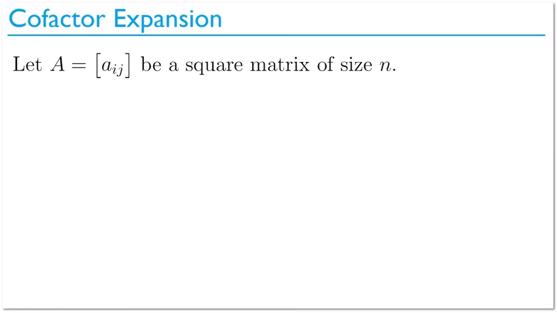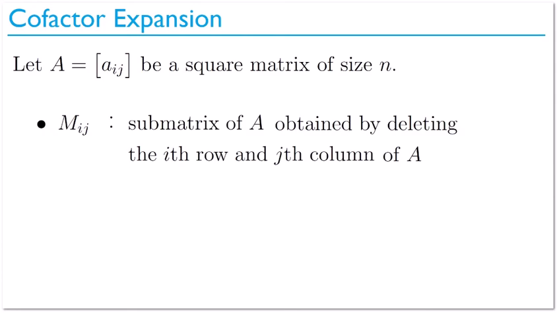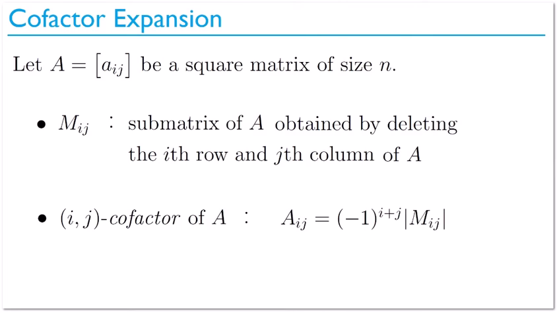Given a square matrix A of size n, we define the capital M sub ij as the submatrix of A, of size n minus 1 by n minus 1, obtained by deleting the ith row and jth column of A. And when we have this capital M sub ij, we now define the ij cofactor of A. It is equal to -1 raised to the sum of i and j times the determinant of our submatrix M_ij. This is notated as capital A sub ij.